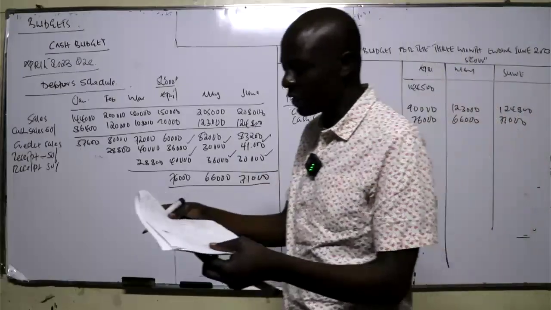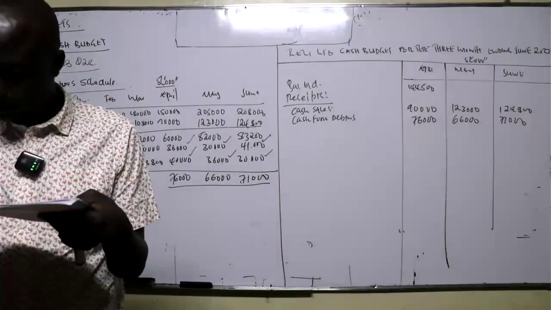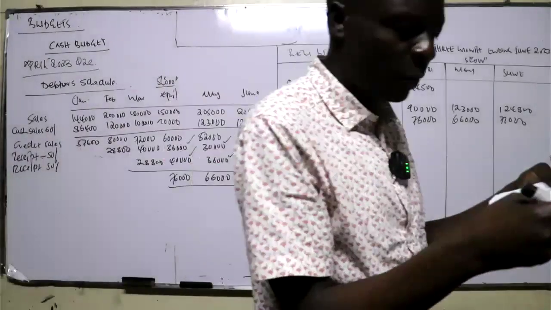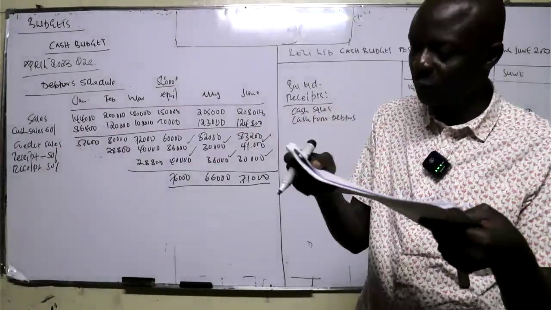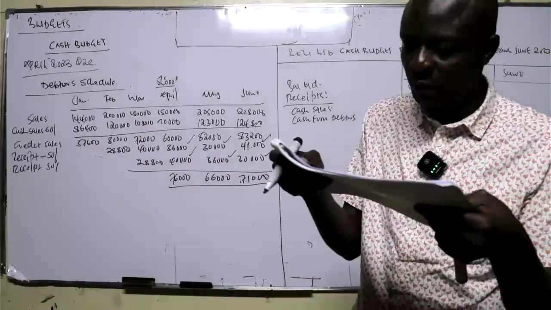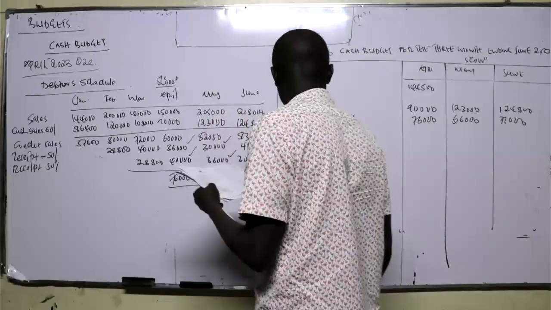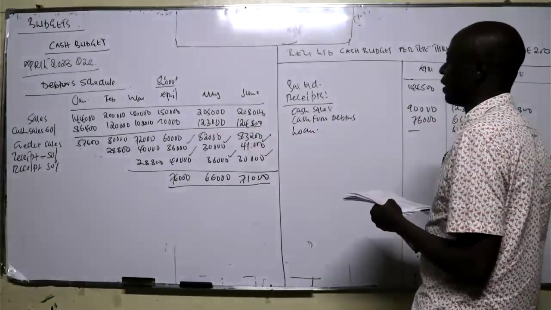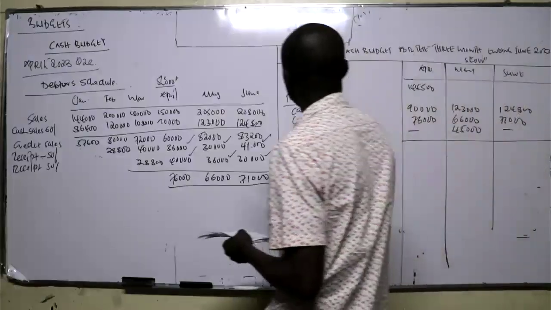We've also been told there's another source of income, which is in note number 3. An application has been made to the bank for the grant of a loan of 45 million, and it is hoped that the loan will be received in the month of May. So they also have hopes of getting a loan in May. How much? 45,000. There's no other source. Then you write total receipts.